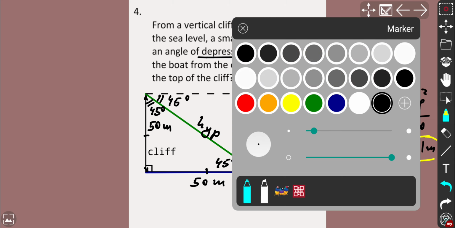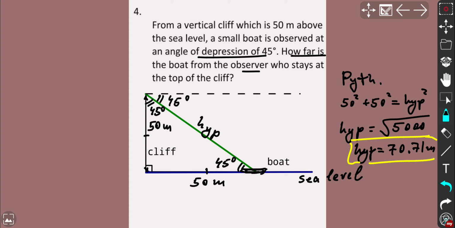But what if you decided to apply trigonometric ratios? So you don't need to figure out that, okay, that side equals that side. You just need to consider the side of 50, which is here, that you're given as the height of the cliff, and the angle of 45. So how would you find the hypotenuse? In this case, 50 is going to be the adjacent side to the angle of 45.